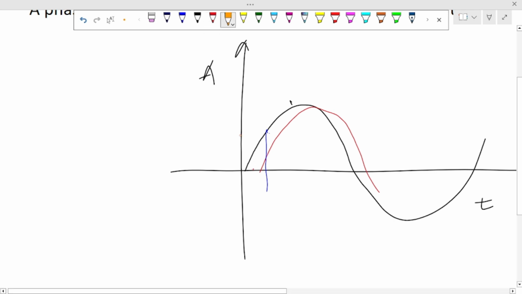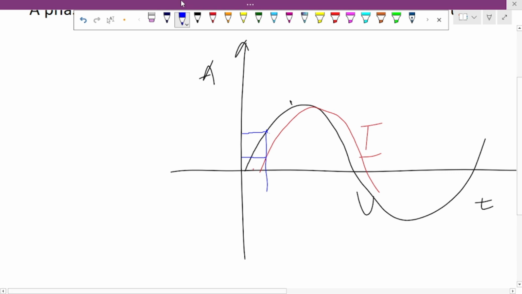Let me use another color. The I is for current, that's the red line, and then we take the dark line for voltage. So at this very point, this is where we have our voltage. Then at this point, this is where we have our current. So this is the waveform of our voltage, and this is the waveform of our current. I believe you can see that.